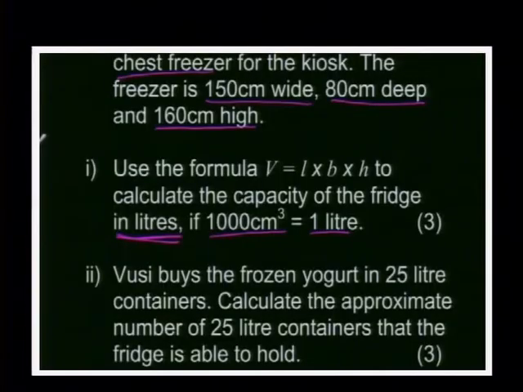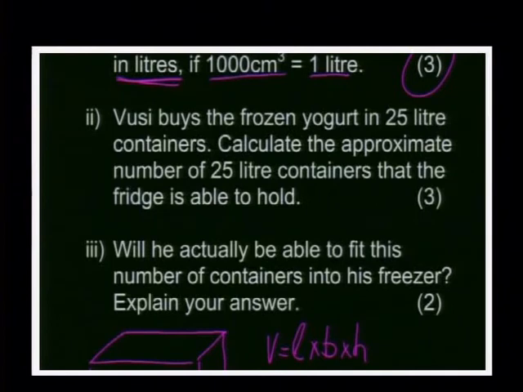Have I answered the question? Let's go back and check. Calculate the capacity of the fridge in liters. So I've answered my question and I've got my 3 marks. Now, let's go on to the next part. Vusi buys frozen yogurt in 25-liter containers. Calculate the approximate number of 25-liter containers that the fridge is able to hold.